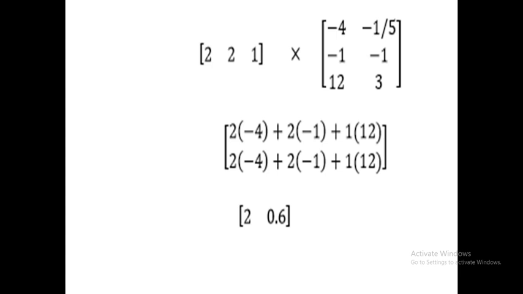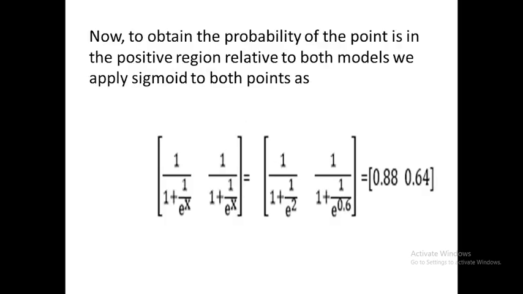We need to take the input 2, 2, 1 and multiply it with the first set of weights minus 4, minus 1, 12, and then take the input 2, 2, 1 and multiply it with the second set of weights minus 1 by 5, minus 1, 3. After that we will get the scores as 2 and 0.6. So altogether we have found the score values. Next, for the score values I need to find the probability.